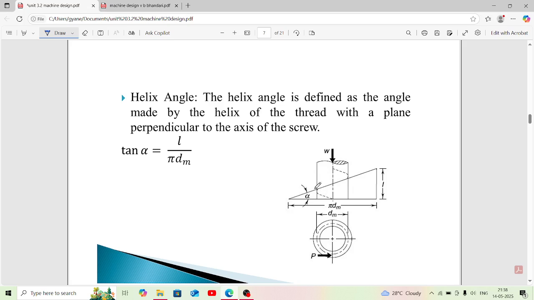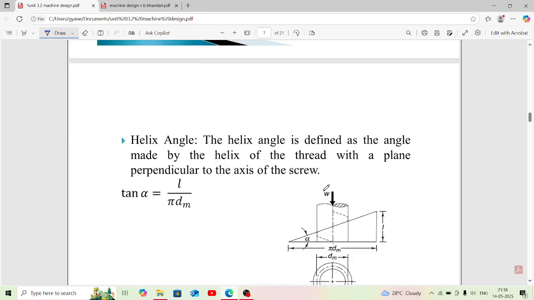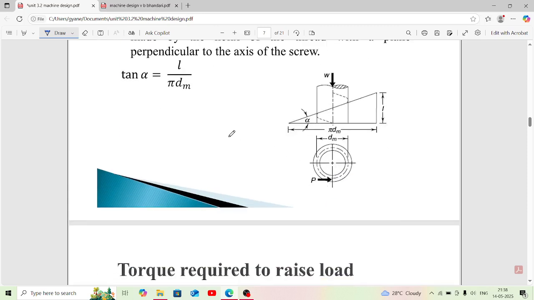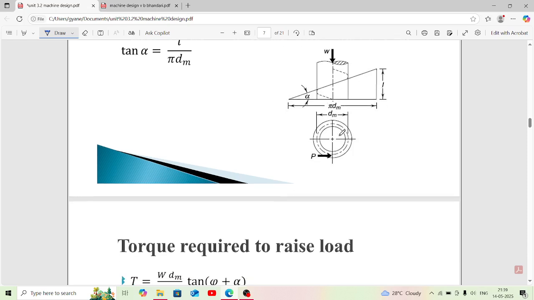Helix angle. The alpha is the helix angle, and if you open out the threads of a screw, then the structure will look like this. This is the lead, and this is pi dm, where dm is the mean diameter of the screw. So by geometry, as we know, tan alpha equals length upon base, that is lead upon pi dm.